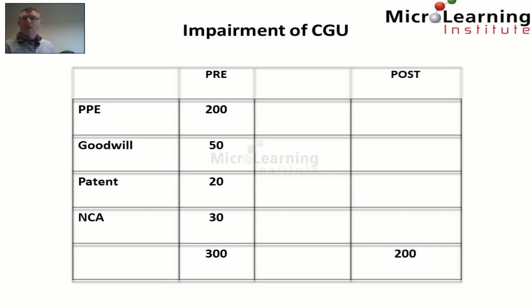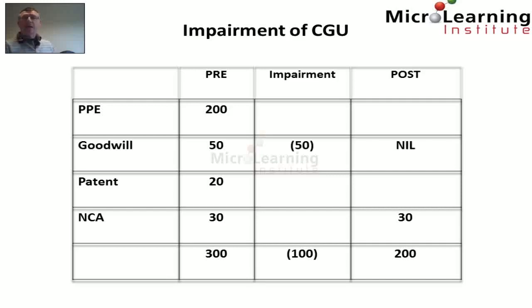We're told that as a result of adverse publicity, the cash generating unit has a recoverable amount of only $200,000. So therefore we can conclude that we need to impair the cash generating unit by $100,000. The question now is, how do we allocate that impairment against different items in the cash generating unit? Firstly, the net current assets are carried at net realizable value and consequently are not impaired.